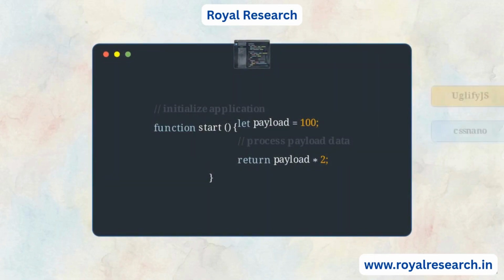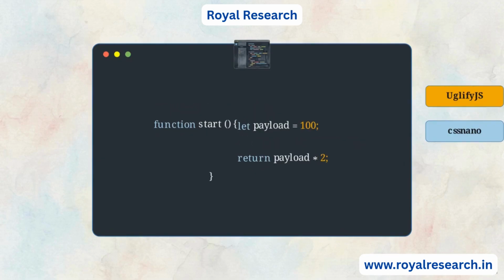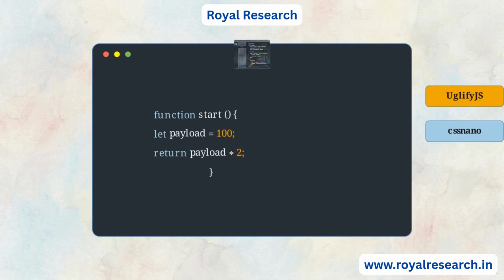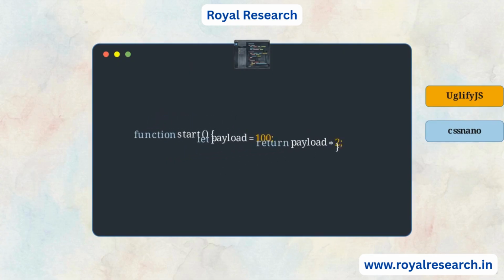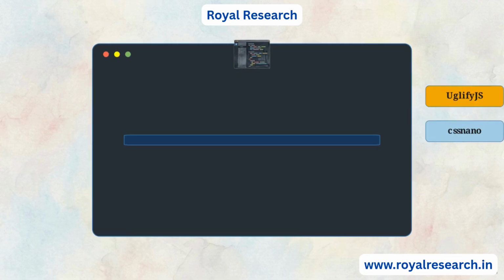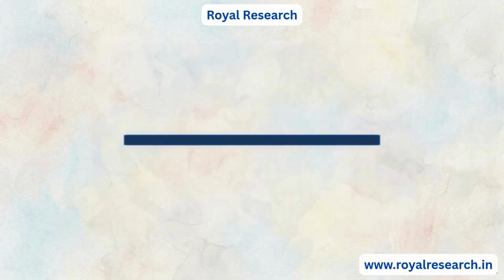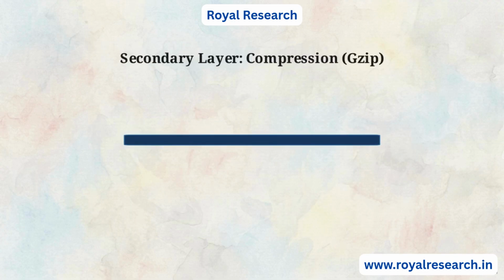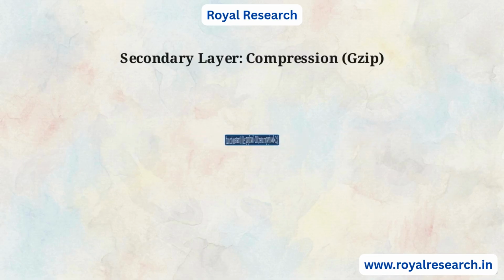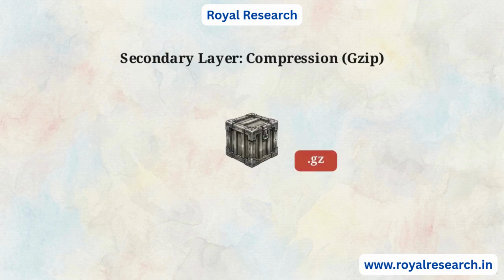Build tools like Uglify.js and CSS Nano strip out every piece of whitespace, every line break, and all developer comments. The formatted structure collapses into a dense, unreadable, single-line brick of text, leaving only the executable logic. We then apply a secondary layer of file size reduction, compression. Using the gzip algorithm, that dense logic brick is squeezed into a highly compact package specifically for network transit.